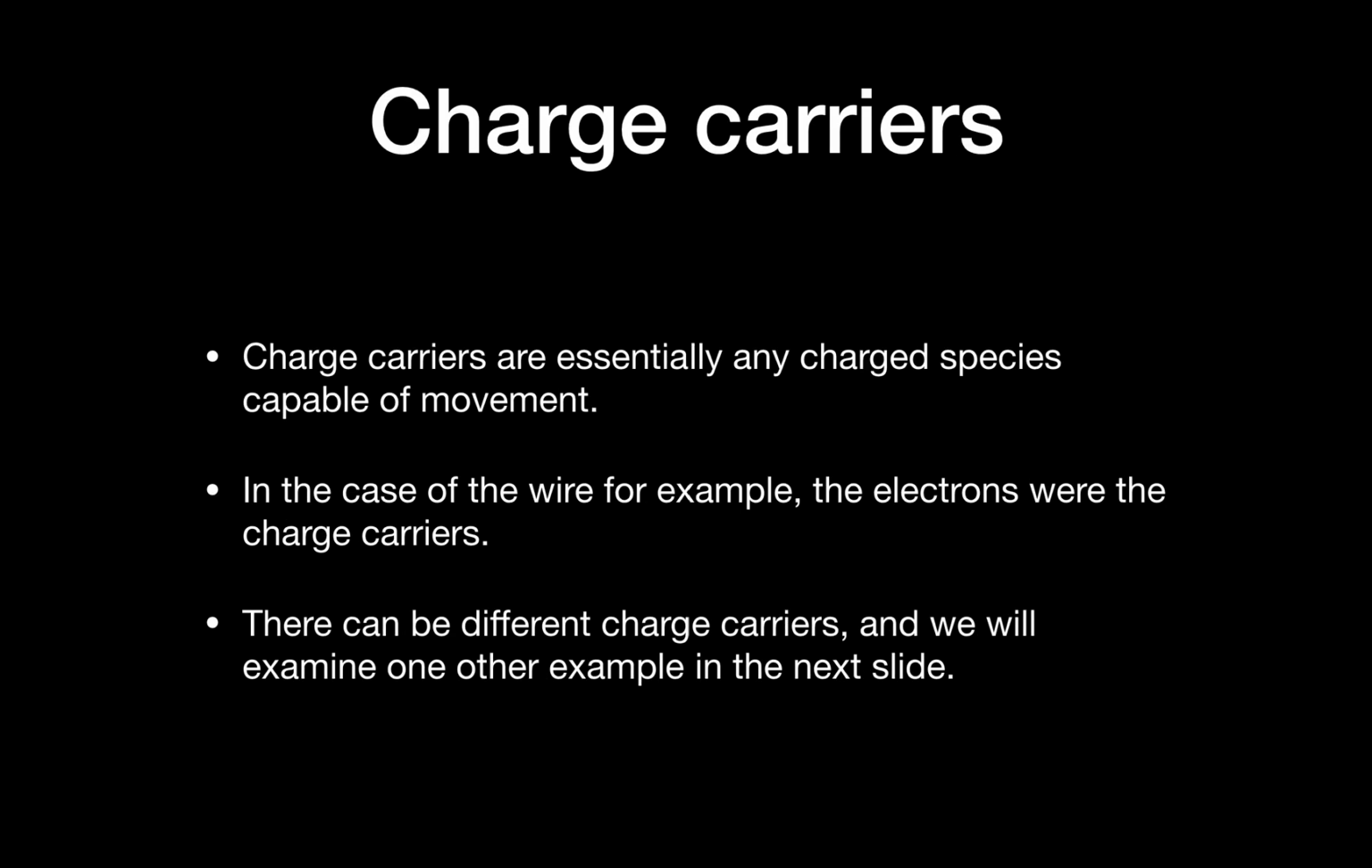Now, charge carriers. Just for explanation purposes, this is not the exact definition. The charge carriers are essentially any charged species capable of movement: electrons, 2+ ions, 3+ ions, 2- ions, anything. In the case of the wire, for example, the electrons are the charge carriers, because they are free to move and their movement generates a current. But there can be different charge carriers, and we will examine one other example in the next slide.